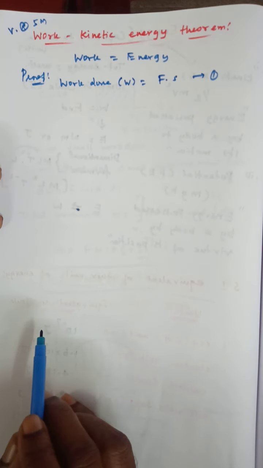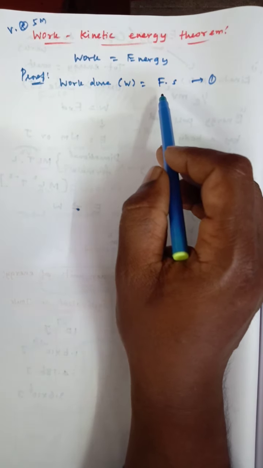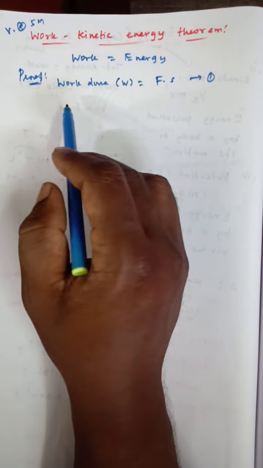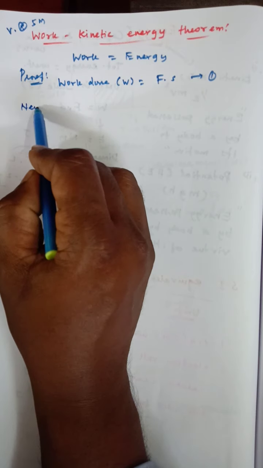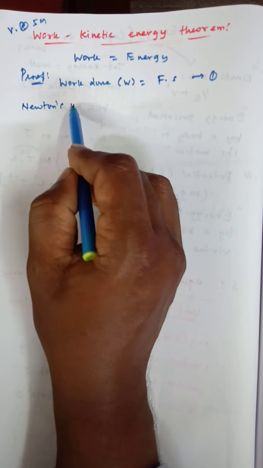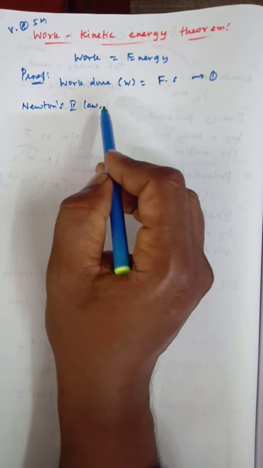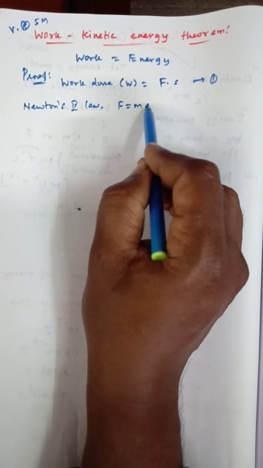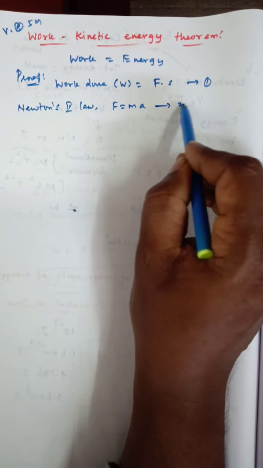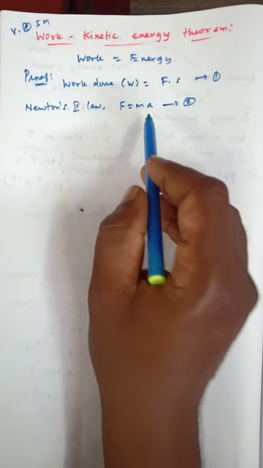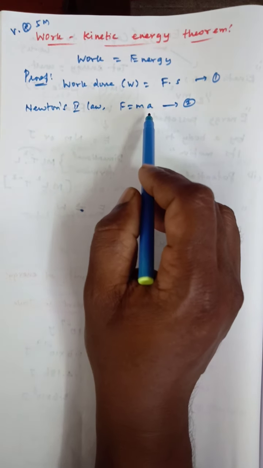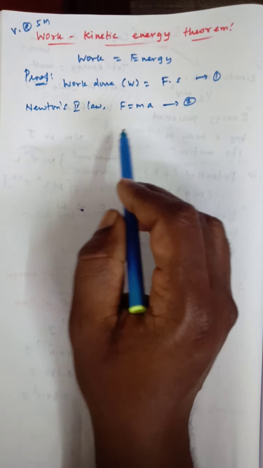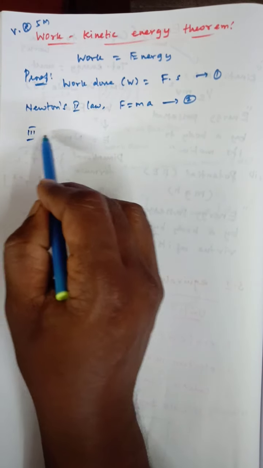Next, we have to find the value of F. Since the object is moving, consider Newton's second law. The formula is: applying force is equal to mass into acceleration. Here we have to find the acceleration. For acceleration, since this is a moving object, we take the kinematic equation, the third equation of motion.